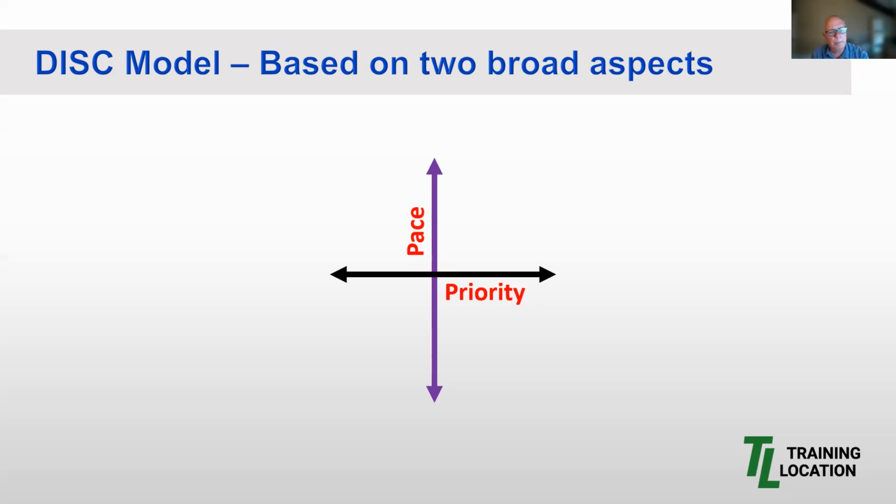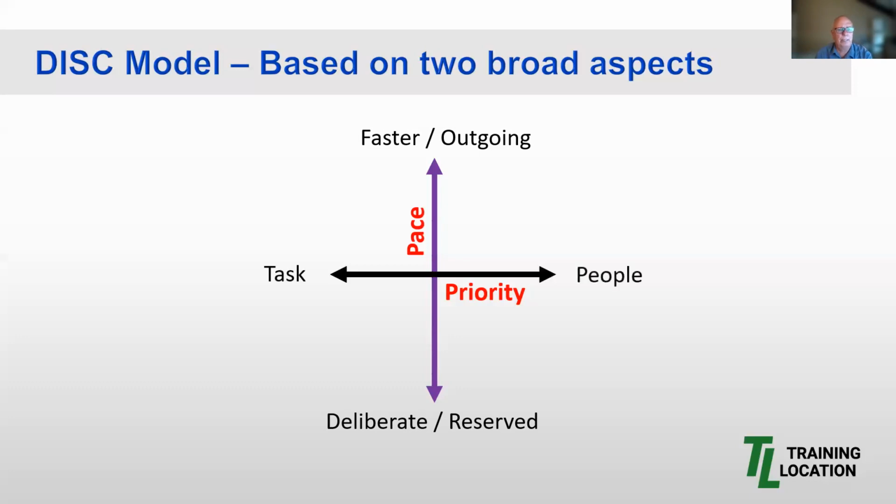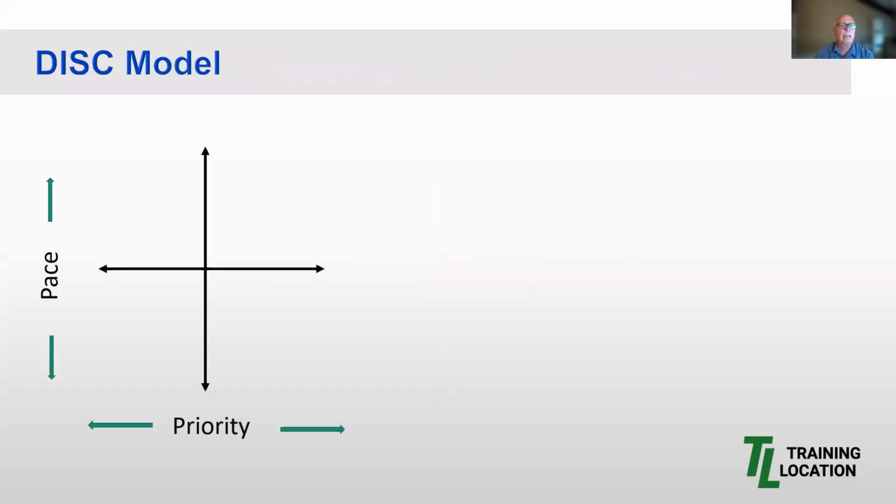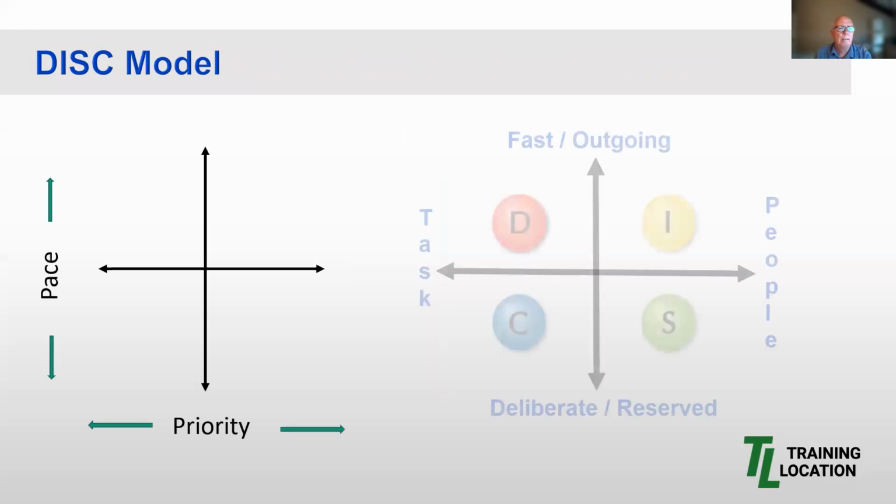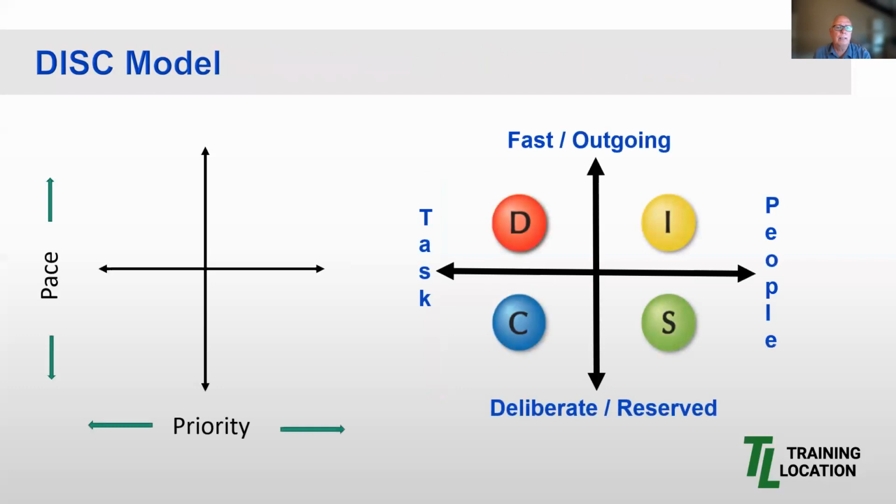Now, let's see how our descriptors fit into that grid of pace and priority. Pace consists of a scale between fast and deliberate. I placed a couple other common terms here to start to help you in your understanding of pace. Priority consists of a scale between task and people orientation. Now let's see where the respective styles fit into our pace and priority grid. The model on the right is a more clear representation of the unique styles placed into the grid.